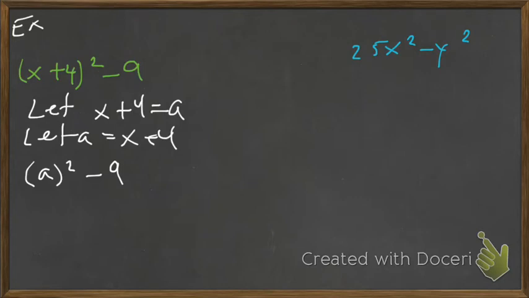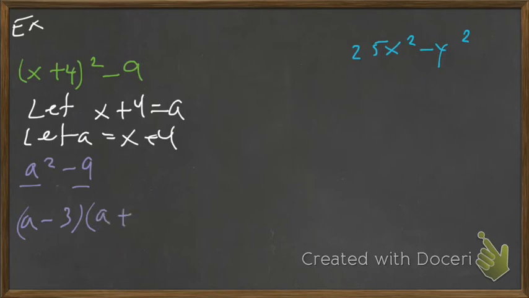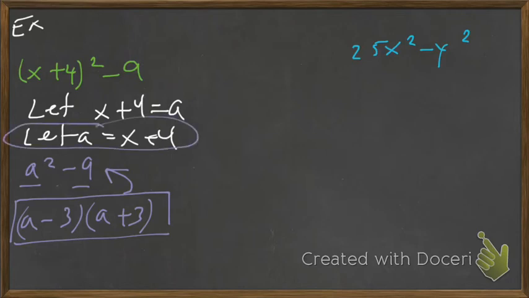Let me write this in a different color because it's a new function. Same function, but it looks different now. A squared subtract 9. So it is still a difference of squares, right? Unless I've gotten this completely wrong. A subtract 3, and oops, not x, excuse me. A plus 3. Now, that is our difference of squares for that function. But we said let a equal x plus 4.